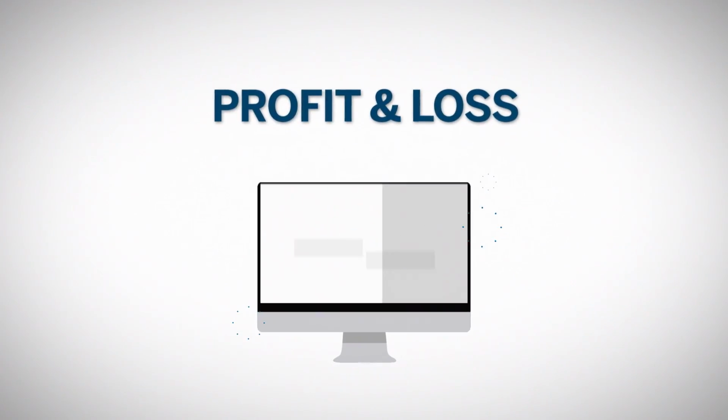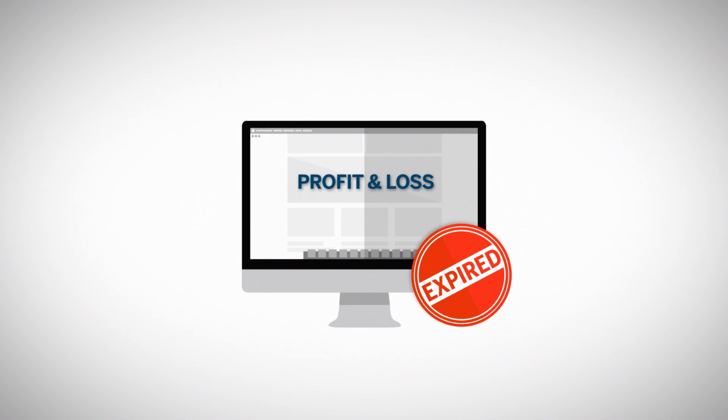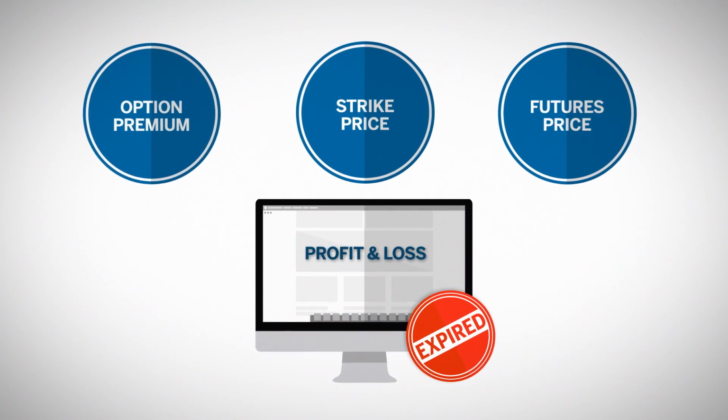When looking at profit and loss potential of an option position at expiration, you will need to consider the original premium and the difference in price between the futures contract and the strike price of the option.